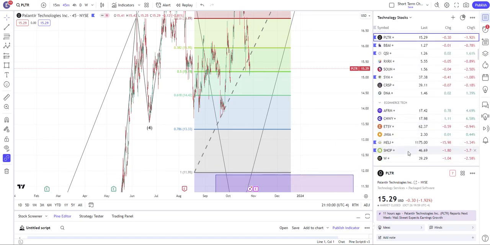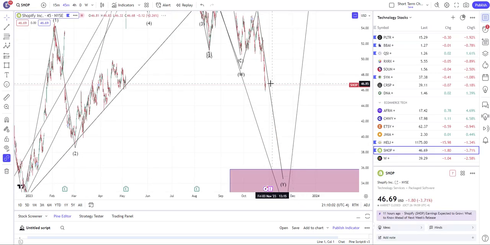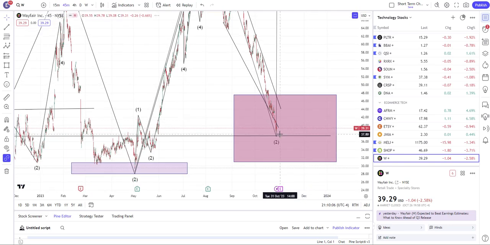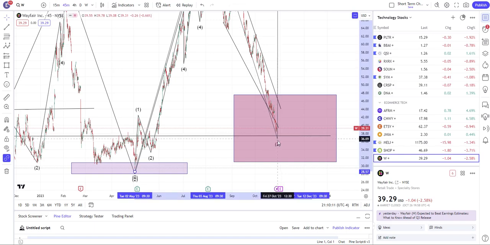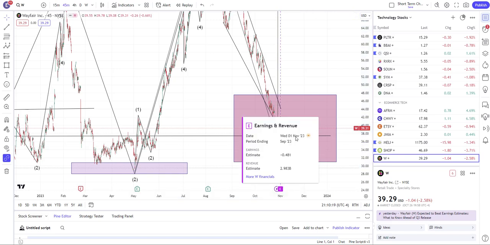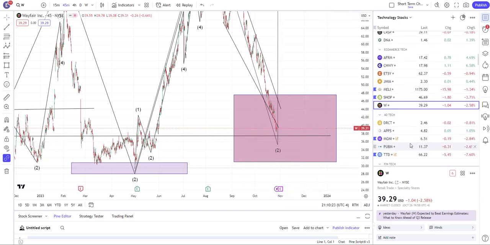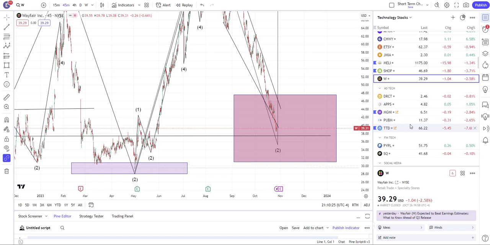Let's take a look. Shopify melting down, puking down, but a lot more to go. Wayfair getting close. You can see this congestion here. Perhaps it can go a little bit lower. So not going to FOMO into it yet, but I don't want to be too picky with my entry either. It's got earnings coming up on November 1st here. So we'll see where it's trading pre-earnings and go from there.